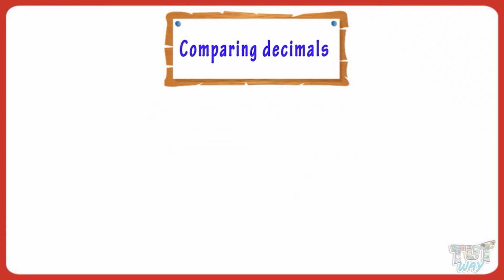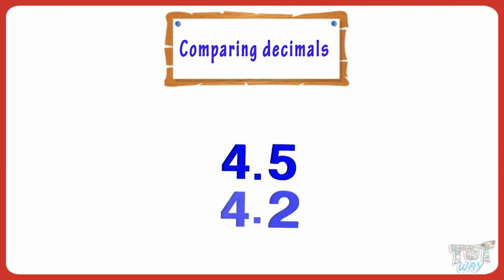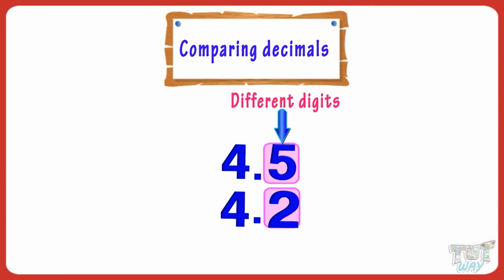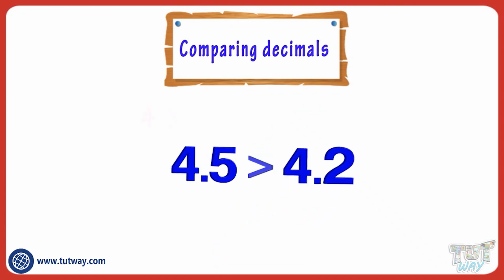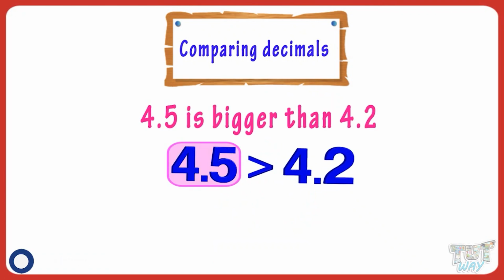Now let's take another example. Let's compare 4.5 and 4.2. We have to start at the left and look for the first place where the digits are different. And here, the digits at tenths place are different. So comparing 5 and 2, we get 4.5 more than 4.2.